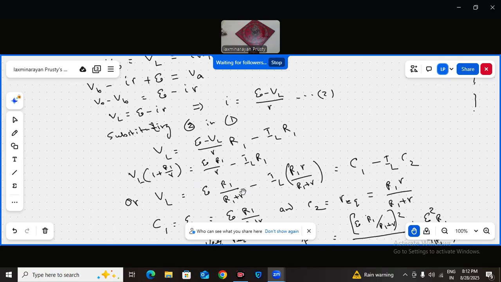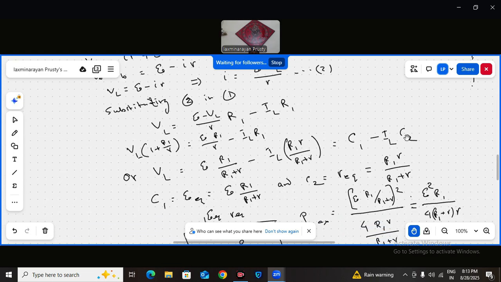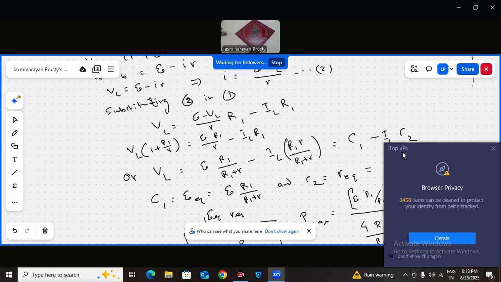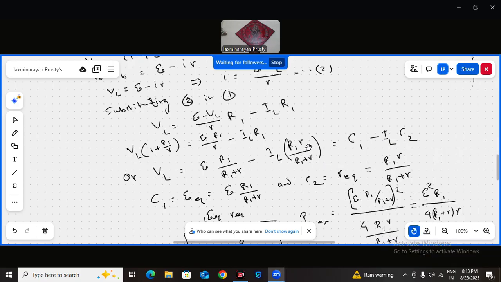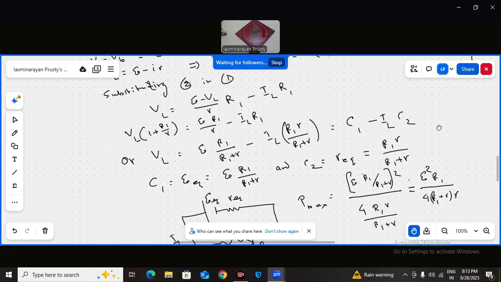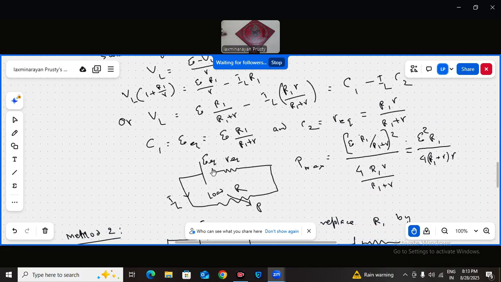That will give you E R1 by R1 plus small r, minus IL R1 small r by R1 plus small r, which is C1 minus IL C2. So what is C1? E equivalent, E R1 by R1 plus small r. And C2 is r equivalent, that is R1 small r divided by R1 plus small r. That's it. Now you write here this single cell, the R equivalent, and this is my load. All other things have been replaced by a single cell.